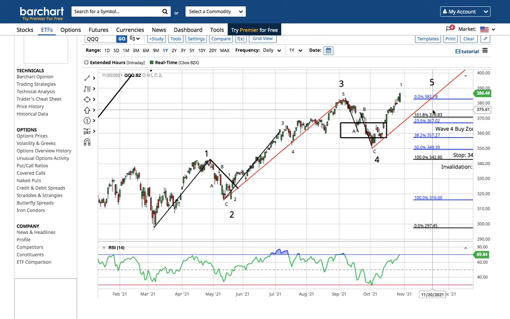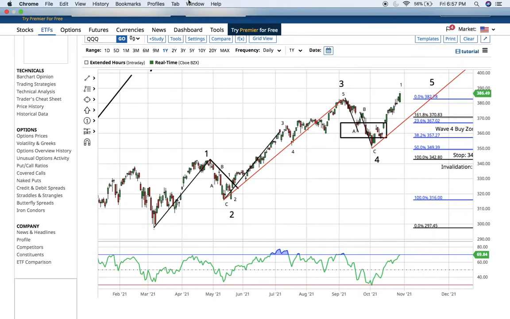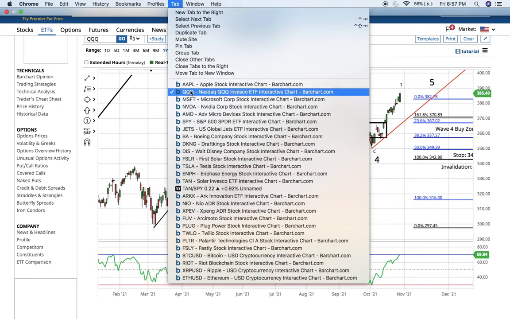QQQ is going to 416, and there's a lot of evidence that SPY is going to 500. So that's kind of the lead. If you can read between the lines, I'll talk to you.